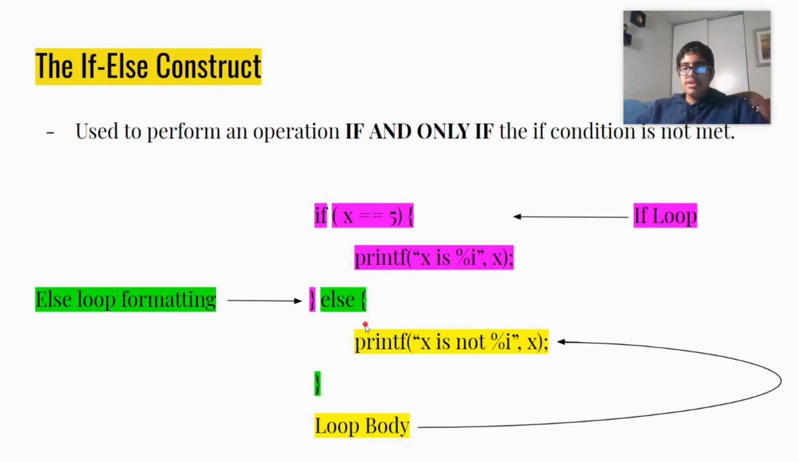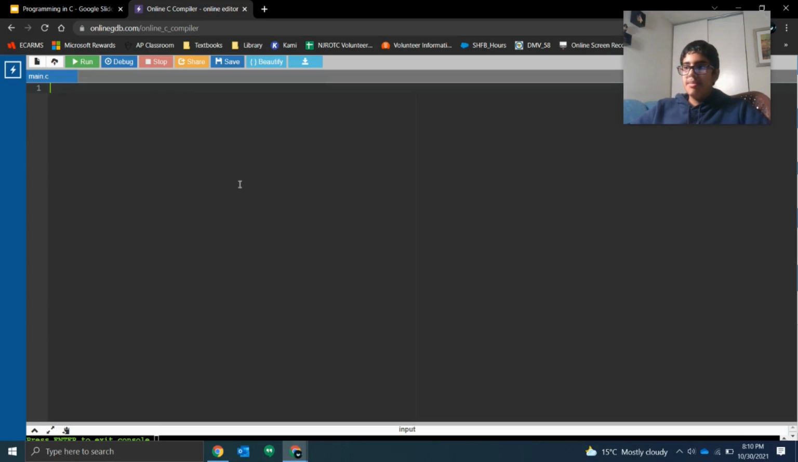So let's make this a little clearer and give us an example. So over here, we'll be making an odd or even detector, which will tell you if the number is odd or even. So let's jump right into it.